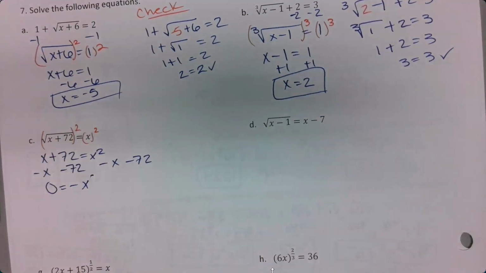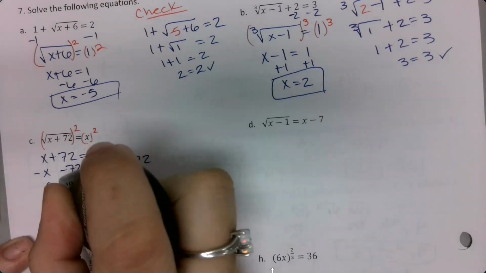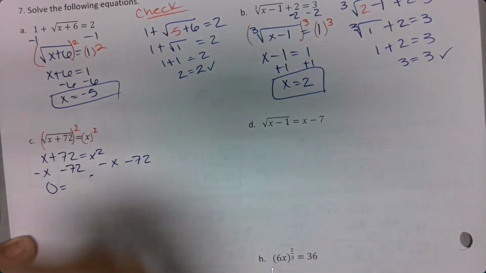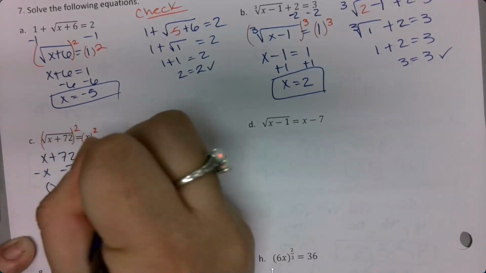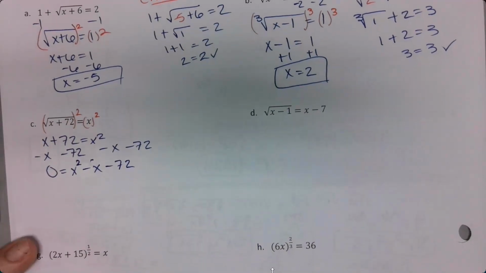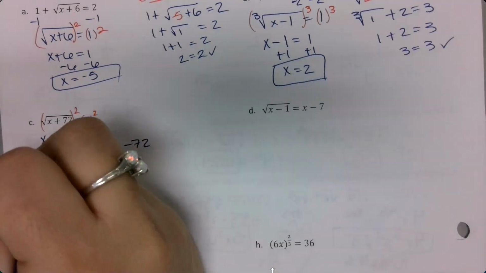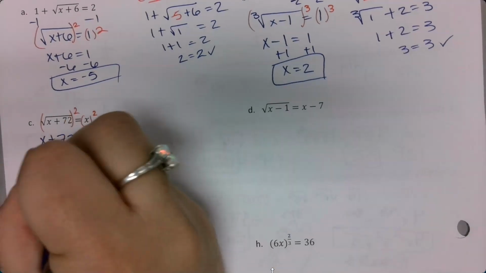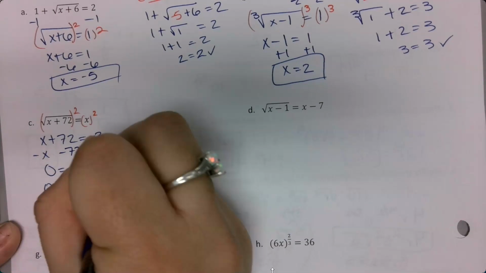So I have 0 equals x squared minus x minus 72. I'm looking for what multiplies to negative 72 and adds to negative 1. This is going to be negative 9 and positive 8.